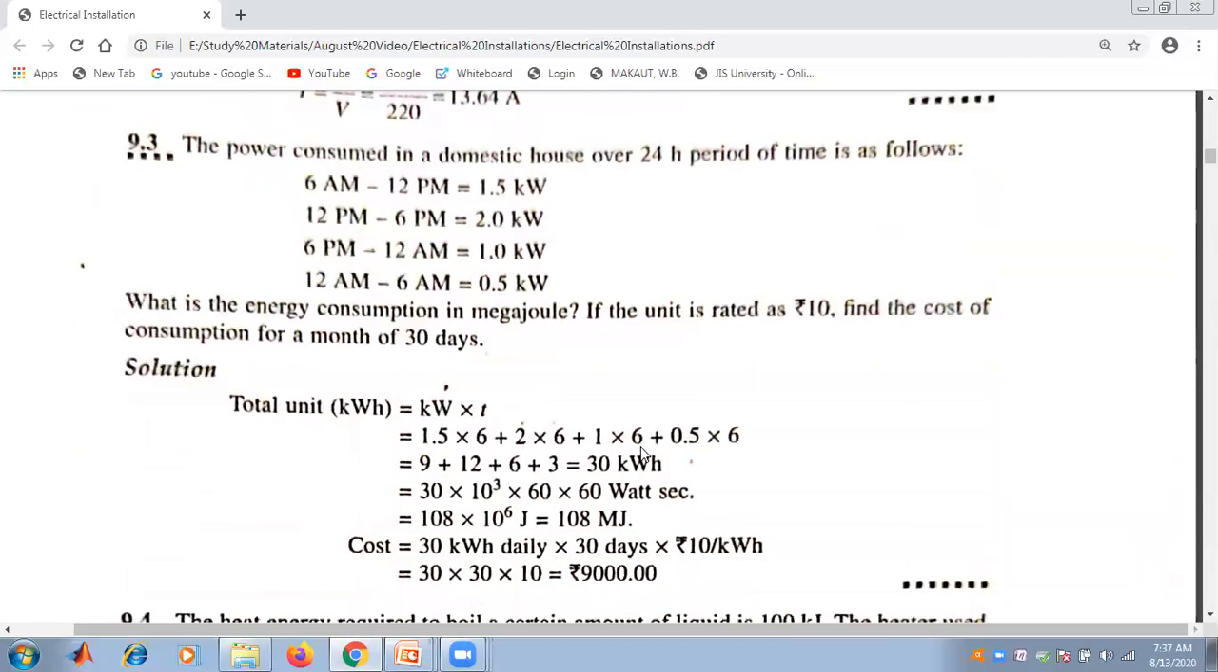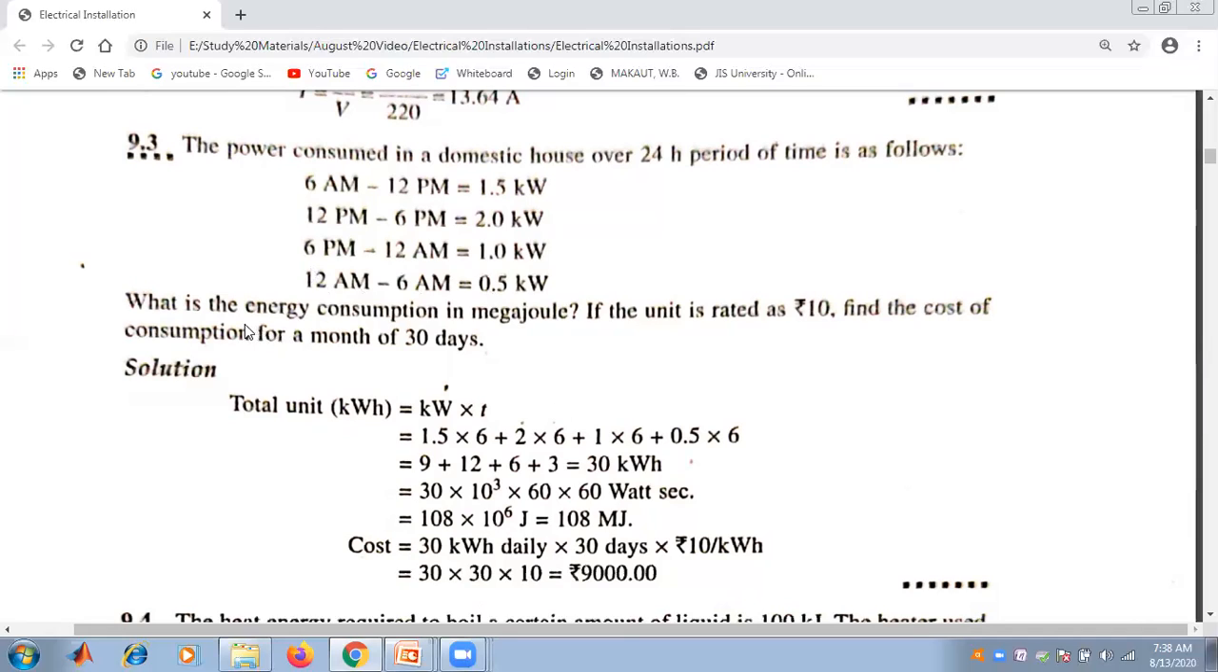Another problem: the power consumed in a domestic house over a 24-hour period is given as follows. From 6 a.m. to 12 p.m., the power consumed is 1.5 kilowatt. From 12 p.m. to 6 p.m., 2.0 kilowatt. From 6 p.m. to 12 a.m., 1.0 kilowatt. And from 12 a.m. to 6 a.m., 0.5 kilowatt.